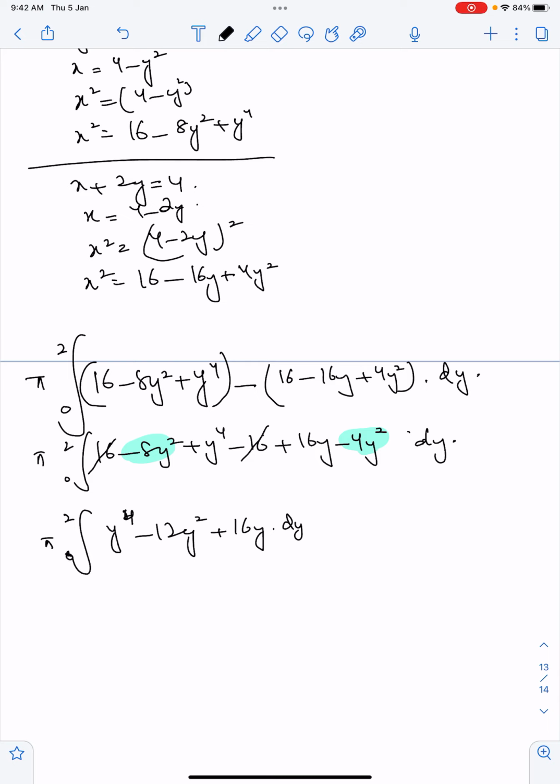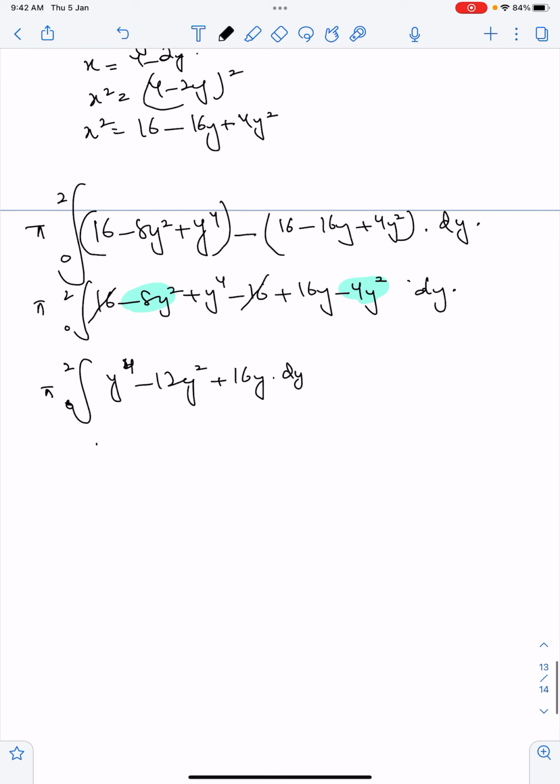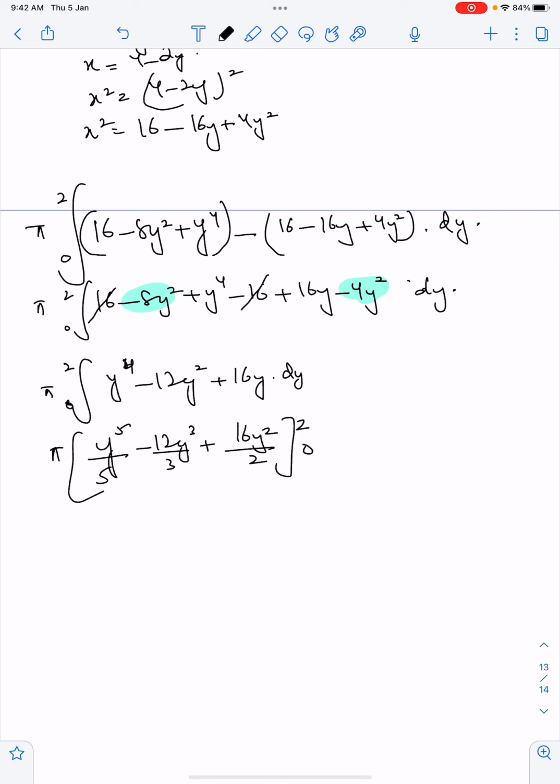Okay. Now I'm going to start with the integration. Y to the power 5 upon 5 minus 12y cube upon 3 plus 16y square upon 2. Okay, boundaries are 2 and 0, and pi here. 3 goes into 12 four times, 2 goes into 16 eight times. So I have to apply the boundaries on 4y cube plus 8y square, and the boundaries are 2 and 0.